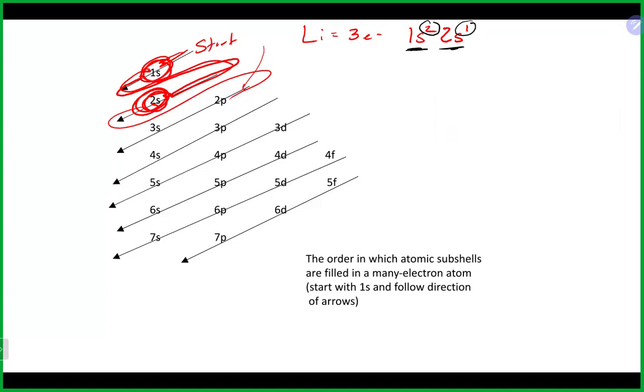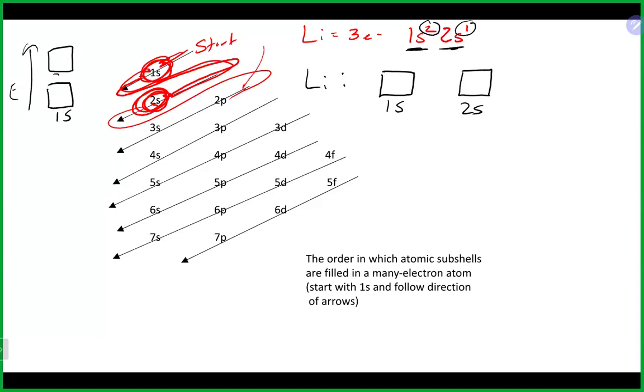Now, if we were going to do our orbital diagram for lithium, we would need a box for our 1s and a box for our 2s orbitals. I'm going to draw it right to left because I'm going to run out of room. But technically speaking, energy increases this way. You would technically draw the 1s there and then the 2s above it in terms of energy. But I'm going to run out of room, so I'm just going to go sideways and not draw it correctly in terms of energy, but just draw them together.